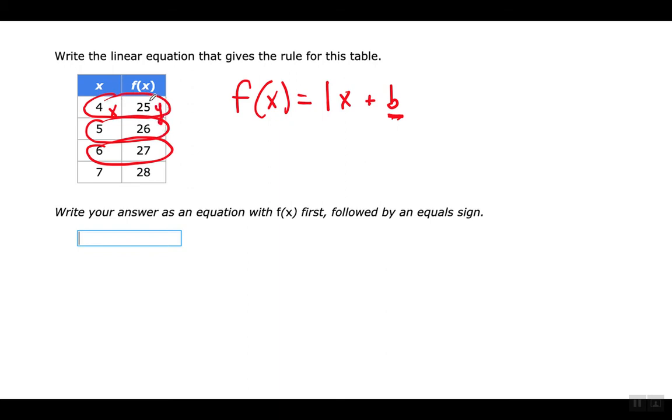The easiest one to use is almost always going to be the first one because it's almost always going to be the smallest numbers in the table. So usually the first pair is the easiest one to use. So I'm going to substitute the 4 for the x and the 25 for y. Now, there's no y here, but f of x means the same thing as y.